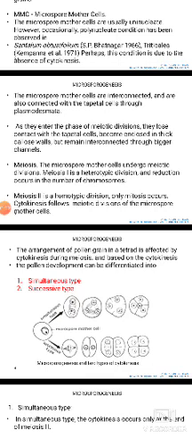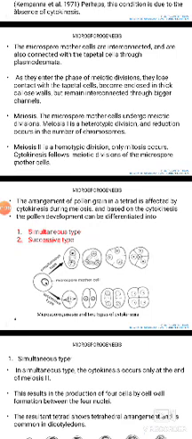Meiosis. The microspore mother cells undergo meiosis. Meiosis 1 is a heterotypic division, and reduction occurs in the number of chromosomes. Meiosis 2 is a homotypic division, where only mitosis occurs. Cytokinesis follows meiotic division of microspore mother cells. The arrangement of pollen grains in a tetrad is affected by cytokinesis during meiosis.